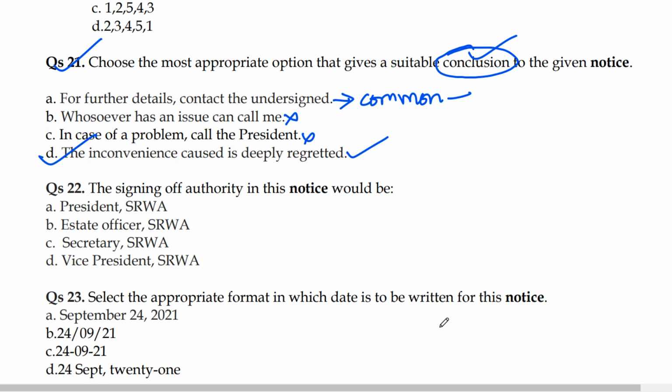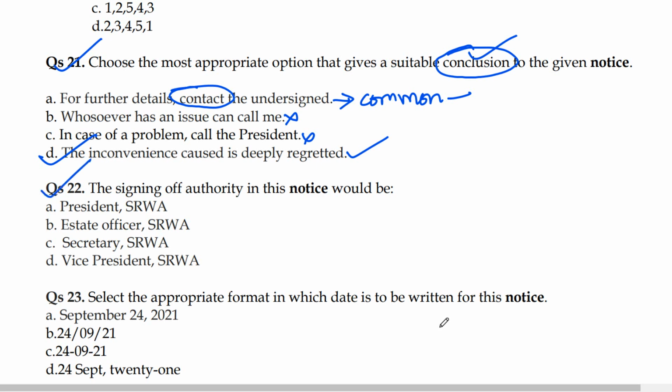The inconvenience caused is deeply regretted, because there is no need to contact the undersigned. We have to contact the undersigned when we have to register our names or programs like that we conduct. We use this conclusion: for further details, contact the undersigned. Here it is a set program. No further details that people need to know. All the information is given here. Now let us move on to the next question.